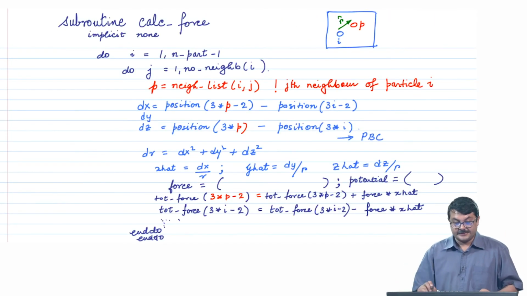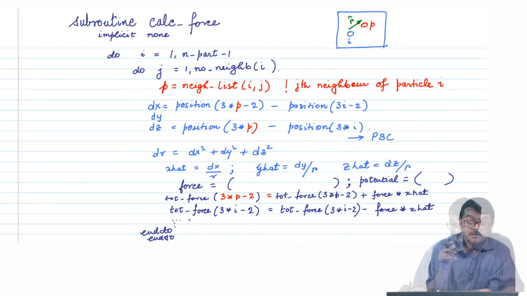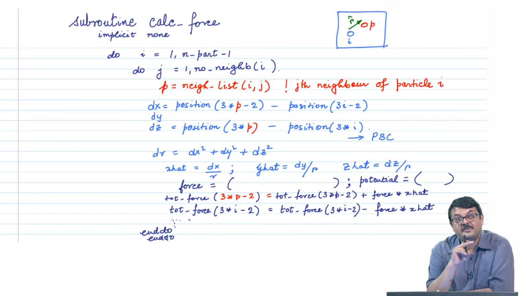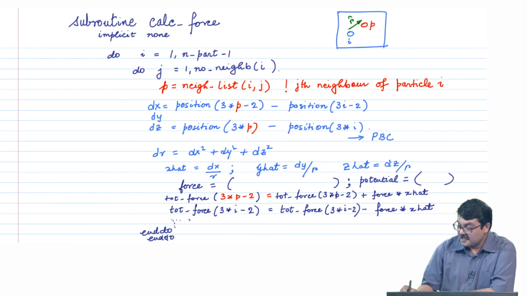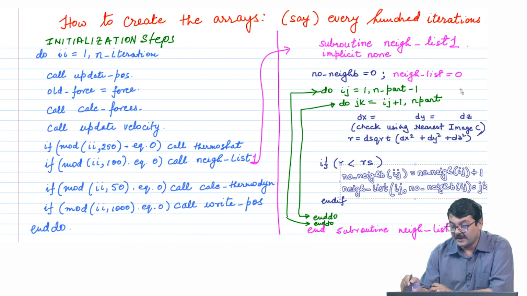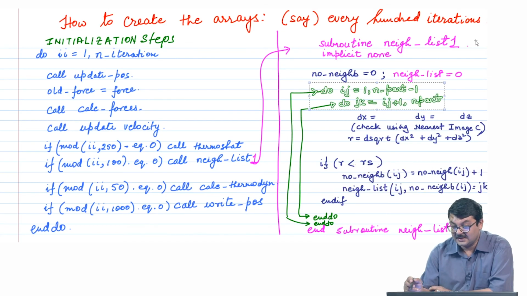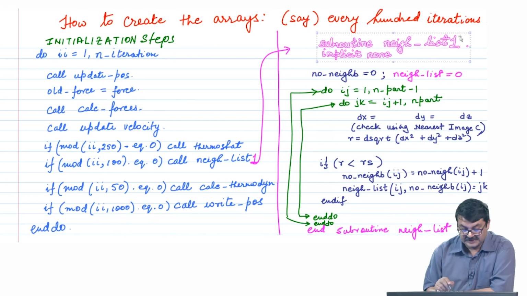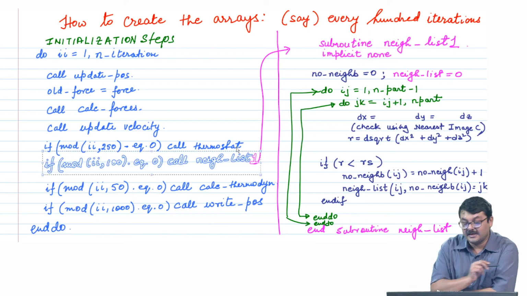Now, how do you use it? The way you use it is you have to use this neighbor list in subroutine calc force. Previously in calc force you were checking for every pair of particles if the distance is less than r c, and only then were you calculating the force. Now this n into n part, n into n minus 1 by 2 calculation is being done in this neighbor list subroutine, which is being called every 100 iterations.